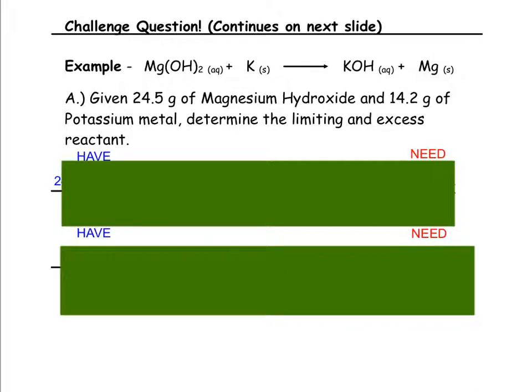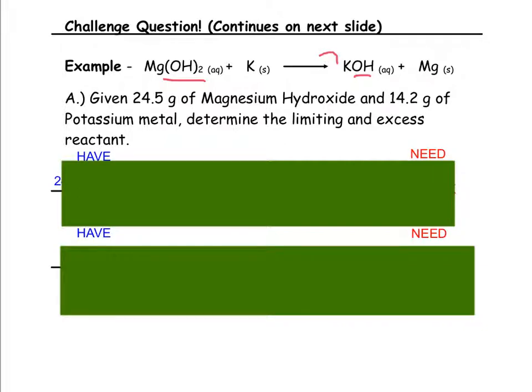Okay, hopefully by now you have tried this problem on your own. So given 24.5 grams of magnesium hydroxide and 14.2 grams of potassium metal, determine the limiting and excess reactant. First thing you should always do with any problem is make sure that it is balanced. So looking up top here, you'll notice that we have 2 hydroxides on the left, but we only have 1 on the right side. So we need to go through and balance this.